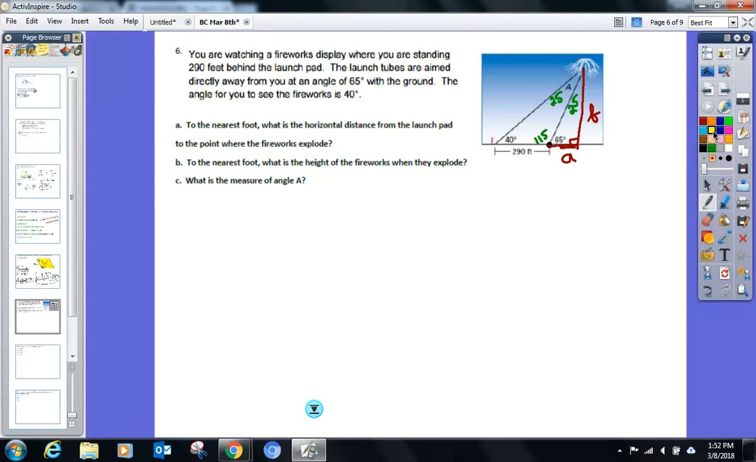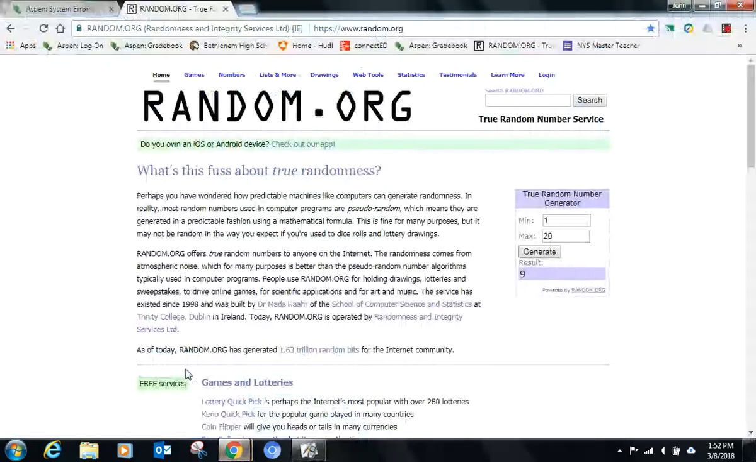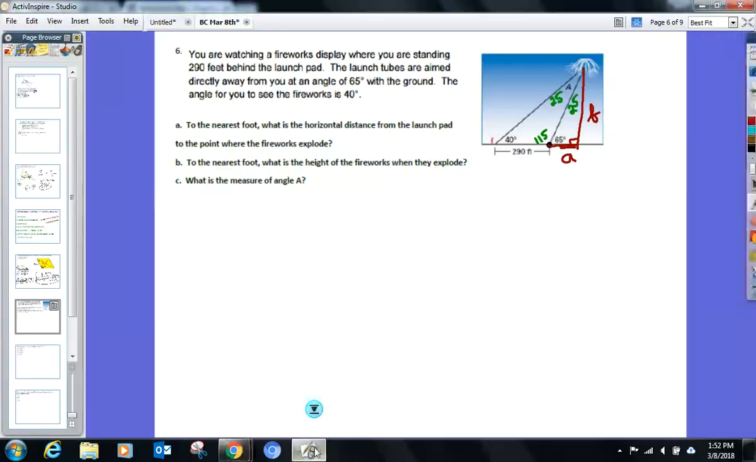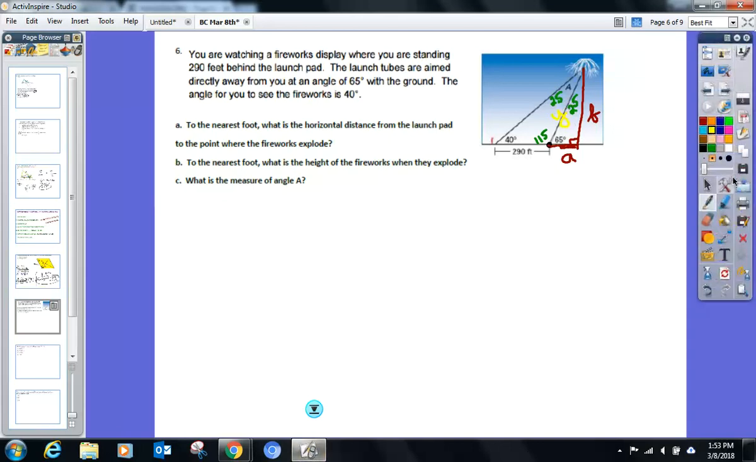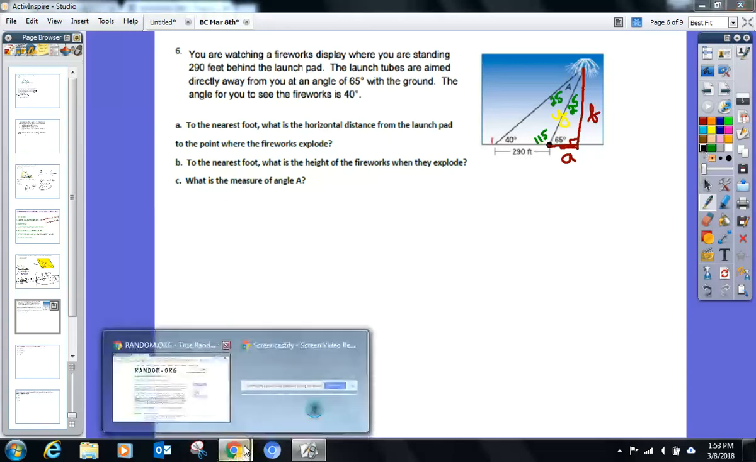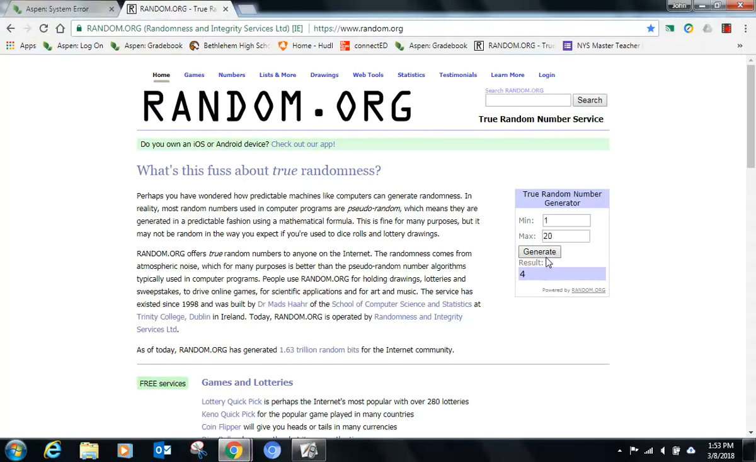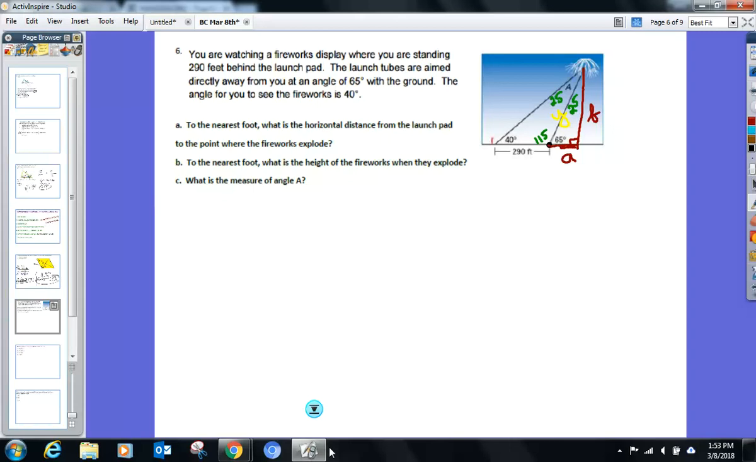Okay, trying to find A right away. Not going to happen. Somebody tell me what side I can find, though, using all this information. 4, what side can I find? Launch pad to what? Launch pad to the fireworks I can find. This side right here, yep. Launch pad to the fireworks. How do you want to find that side? Here you go. Let's hear from 4 Maeve again. How do you want to find that side?